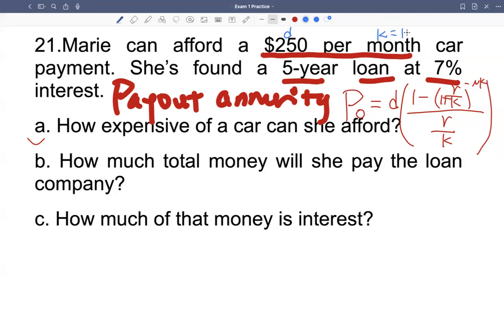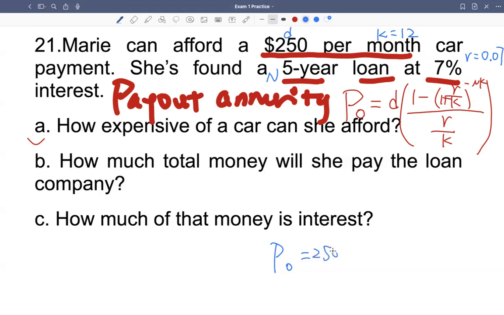K equals 12, or 12 months in a year. 7%, R equals 0.07. The only thing, N is 5 years, so N equals 5. So we just have to find P naught. So let's write here, P naught equals, so how expensive of a car can she afford? We're trying to find this number, P naught.